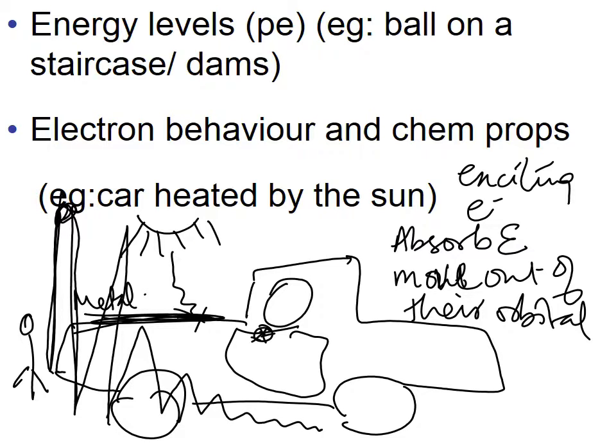Similarly, if we are talking about the electrons present in the orbital of the metal element that is present on top of your car bonnet, they would get excited, absorb energy, and move out of the orbital. But all things that go up have to come down. That's the law of gravity. So when they come down, what will they do with that excess energy that they absorbed? They give it off as heat.